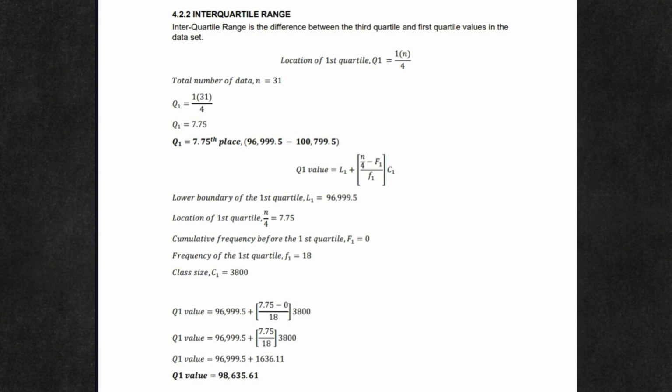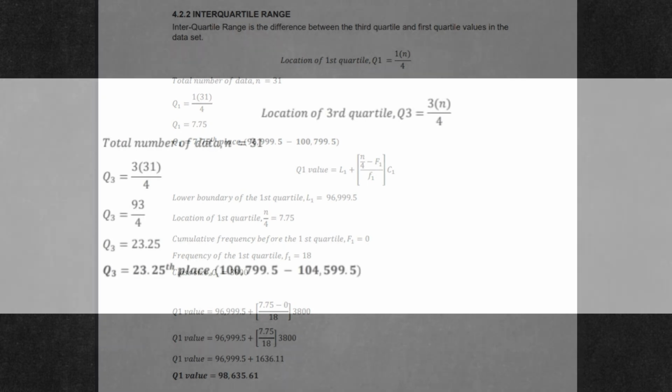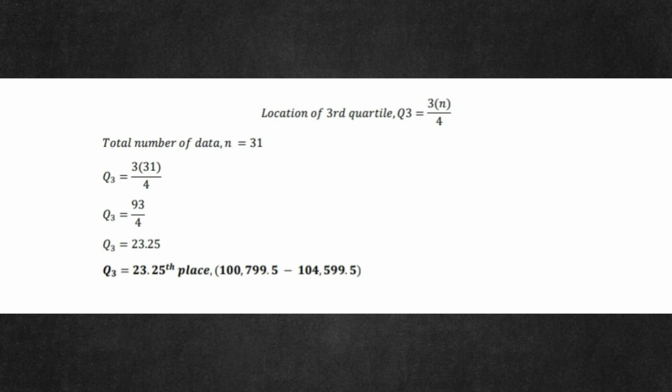Frequency of the first quartile is equal to 18. The class size is equal to 3,800. After substituting into the formula, we find that the first quartile value is equal to 98,635.61. Next, we need to find the location of the third quartile, which is equal to 3 multiplied by n, which is the total number of data, 31 divided by 4.